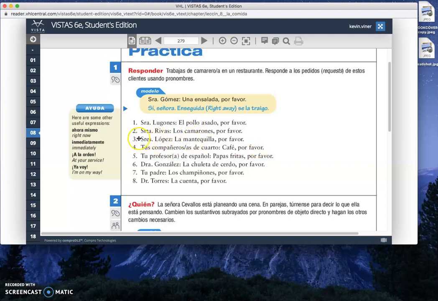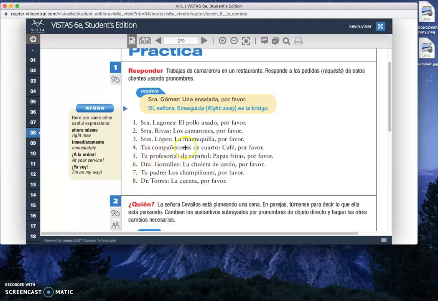The se is referring to a ustedes, which would be les. But we can't have les la, right? So it has to turn into se, and the la is referring to mantequilla. Muy bien. Okay, número 4. Tus compañeros de cuarto. So here it's different. Now we're being informal, all right? But it's still plural, so be careful there. They're asking for café. Pause it.